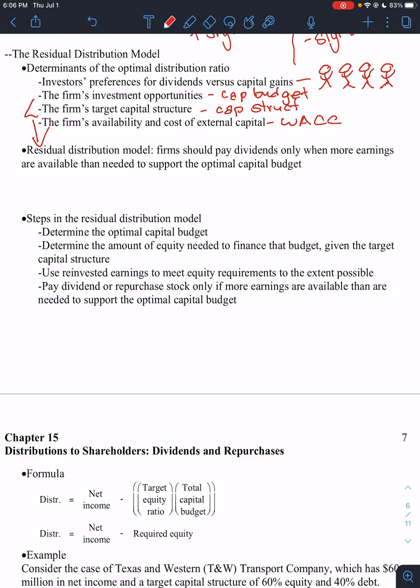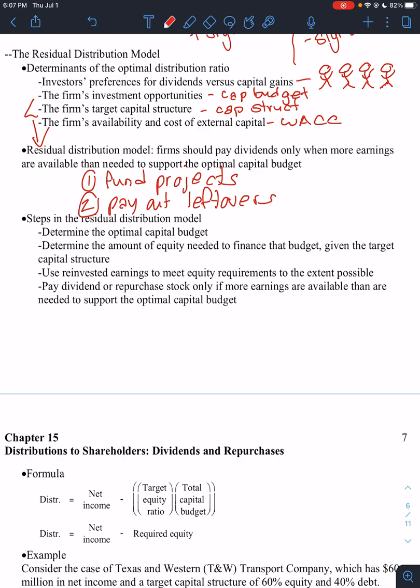And so when designing this optimal distribution ratio, one way we can get at it is using what's called the residual distribution model. Technical definition: firms should pay dividends only when there are more earnings available than are needed to support the optimal capital budget. Simplest way to think of residual distribution policy: number one, fund projects. Sounds easy enough, right? Number two, pay out leftovers.